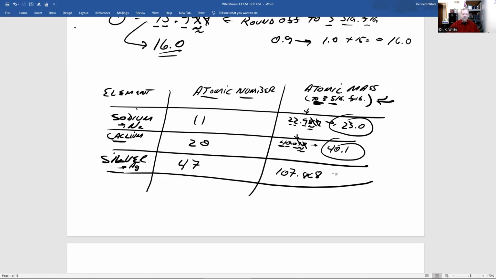All right, let's do this. How do you round 107.868 to three significant figures? Keep the 1, keep the 0. Remember, zeros between numbers are significant. Keep the 7. Use the 8 to round off. Is that 4 or less or 5 or higher? Time's up. It's 5 or higher. I drop all that, increase that by 1, and the atomic weight or mass of silver, to three significant figures, is 108.